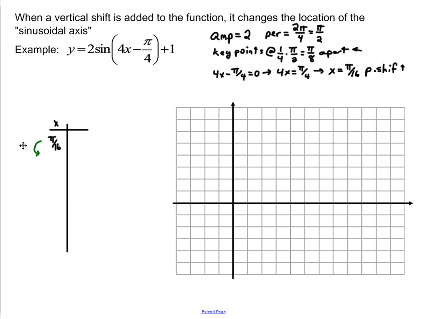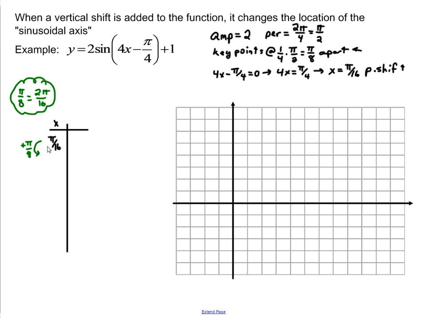Well, pi over 8 and pi over 16, that means I have to get a common denominator of 16, right? So what is pi over 8? Well, pi over 8 is the same thing as saying 2 pi over 16. So with each of these increments, I'm going to be adding 2 pi over 16 to my original starting point.